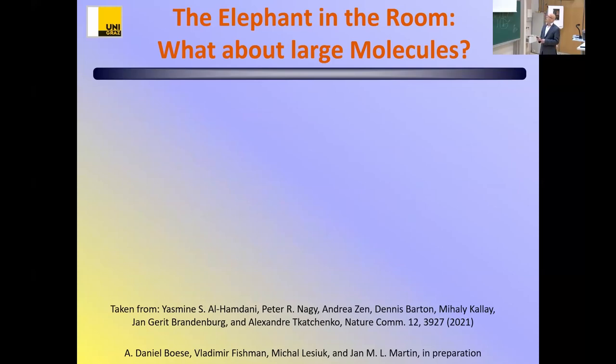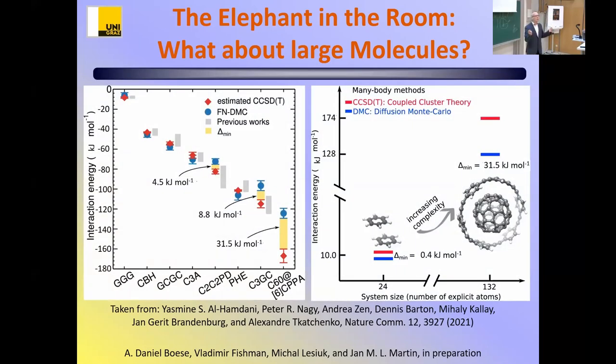Okay, so what about very large molecules? Because you may always come up and say, we have this paper here, and there it was said that diffusion Monte Carlo and Kappa cluster deviate by so much. So perhaps Kappa cluster is not so accurate. You see here, the distance between Kappa cluster and the diffusion Monte Carlo method was not 0.2 or 0.3 kilojoules per mole. Here, the deviation between the two of them is 46 kilojoules per mole. So this is a bit different, 46 kilojoules per mole, not 0.2 or 0.3.